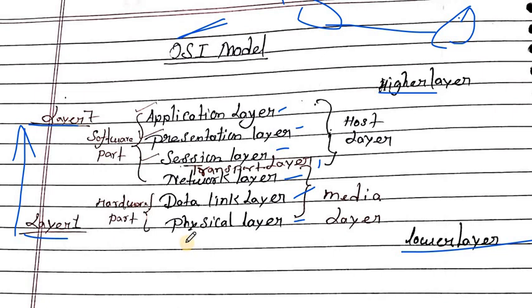When we implement the OSI model, the data link layer and physical layer are implemented using hardware, and the application, presentation, session, transport and network layers are implemented by the software part. The 4 layers, application, presentation, session, and transport layer, are also called host layers, and the 3 layers, network layer, data link layer, and physical layer, are also called media layers. We will discuss each layer in detail further.